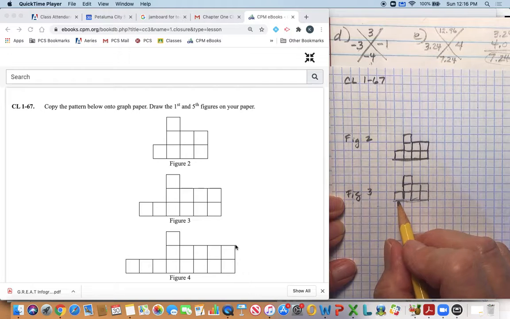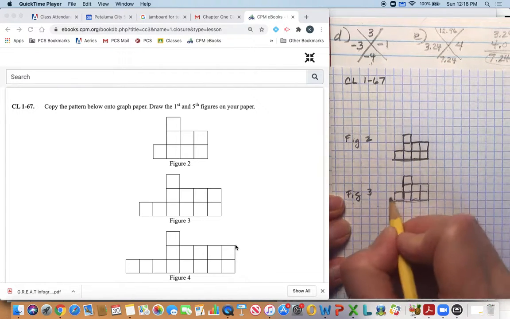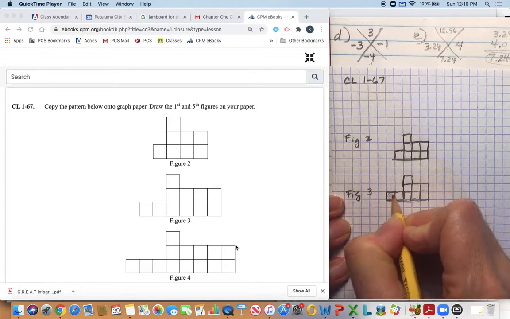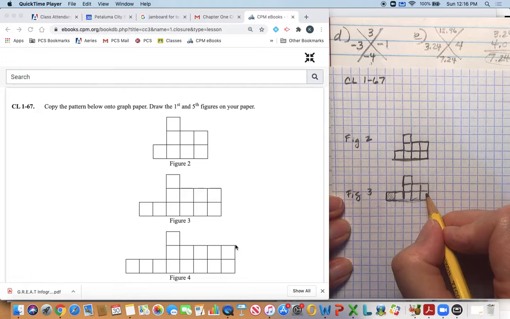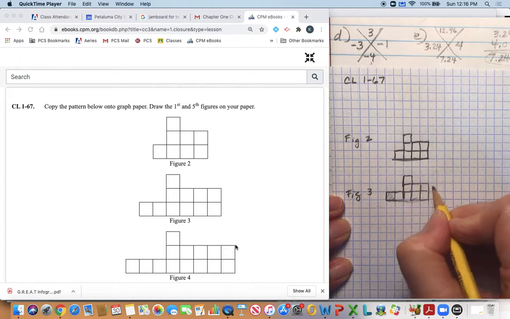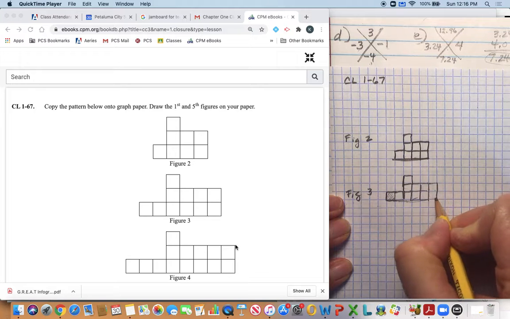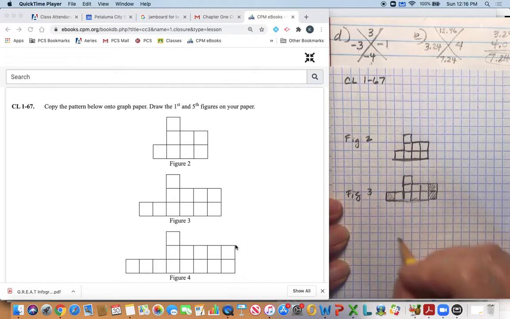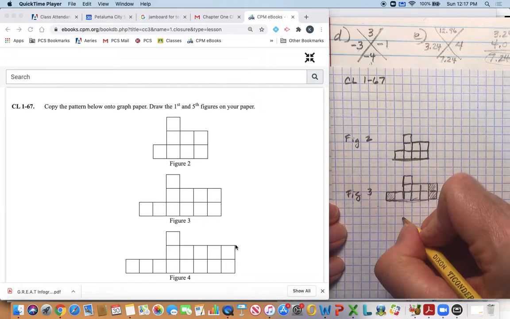And now I'm going to look at how this grew. So it looks like I tagged on one more tile onto the front here, and I'm going to shade that in a little. And it looks like I had 3 here, and now I've got 4 across. So it looks like I've tagged on 2 other squares right there. Okay, so now I'm going to do the next figure and see if it's the same.